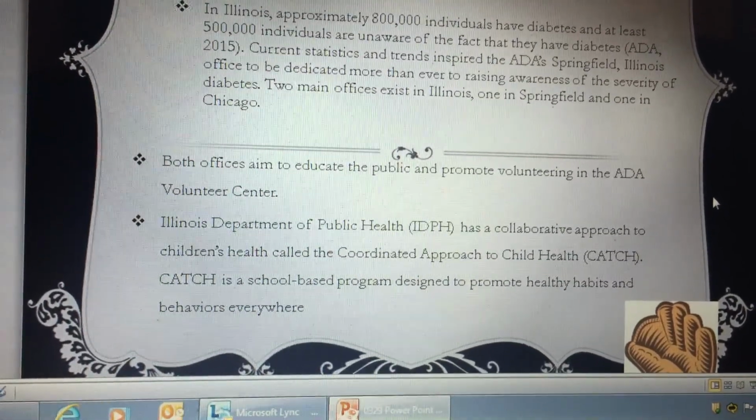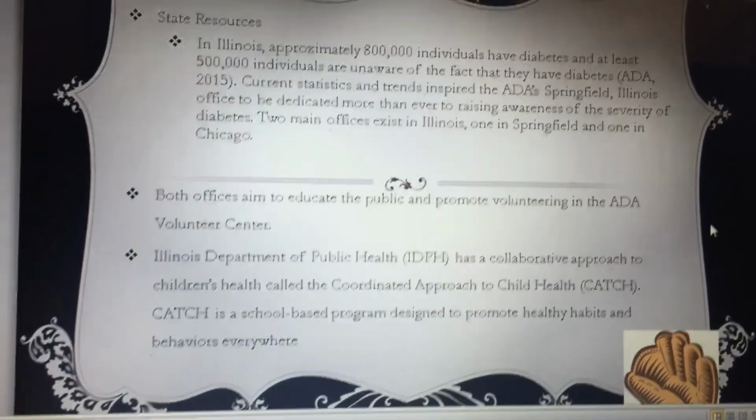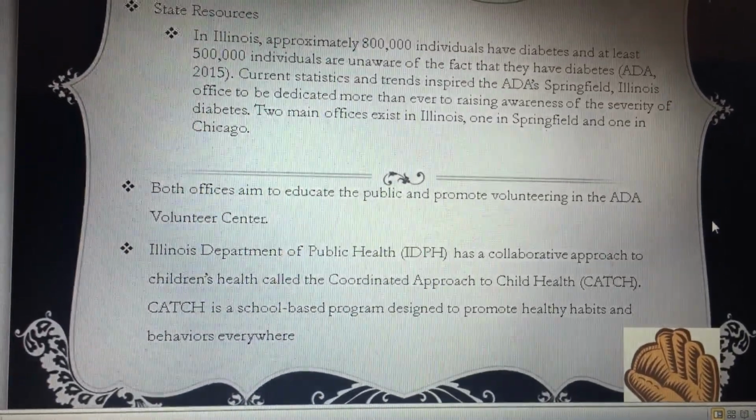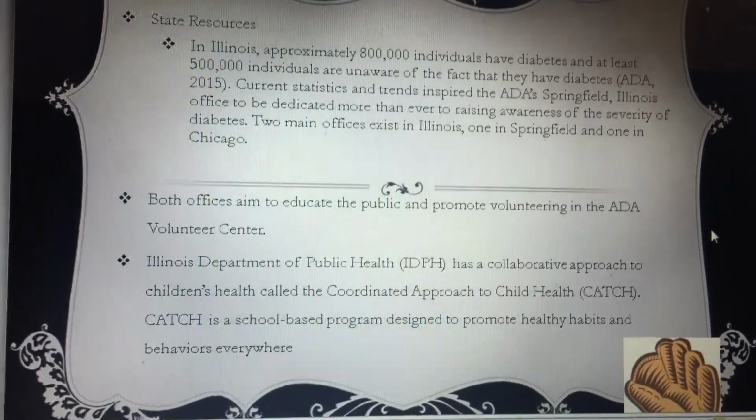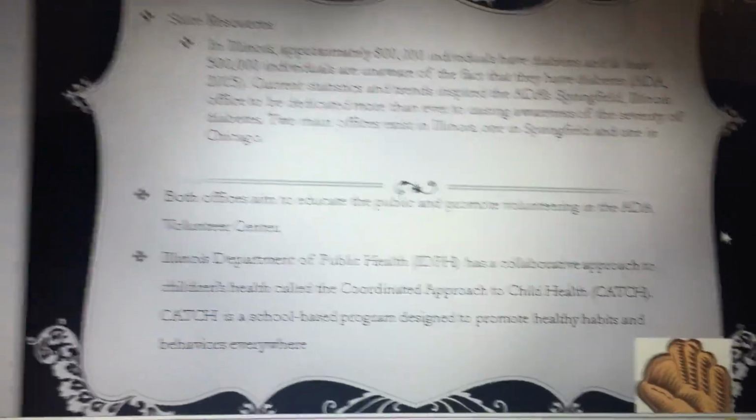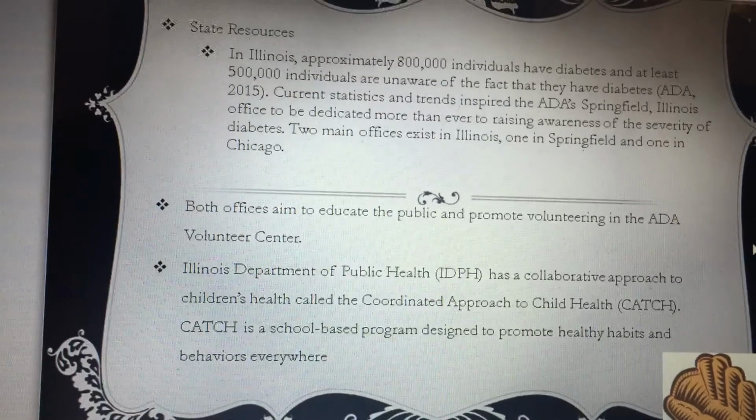And the IDPH, the Illinois Department of Public Health, has created a collaborative approach called CATCH, Coordinated Approach to Child Health. It's a school-based program designed to promote healthy habits and behaviors everywhere.